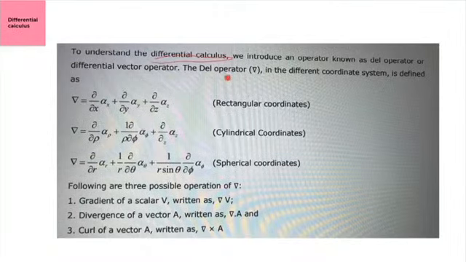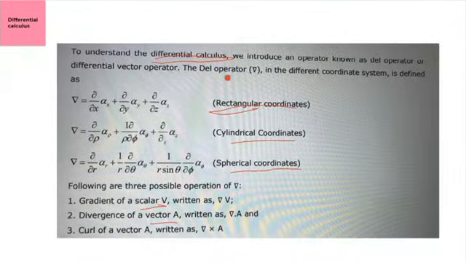To understand this differential calculus, you need to know what rectangular coordinates, cylindrical coordinates, and spherical coordinates are, what this coordinate system is, first of all, and what a scalar is and what a vector is. If you know these terms, then you can go straight away to the Del operator. The Del operator is the concept that is applied in your electrostatics. That's why I have chosen this. I didn't go deep into vector calculus, right?